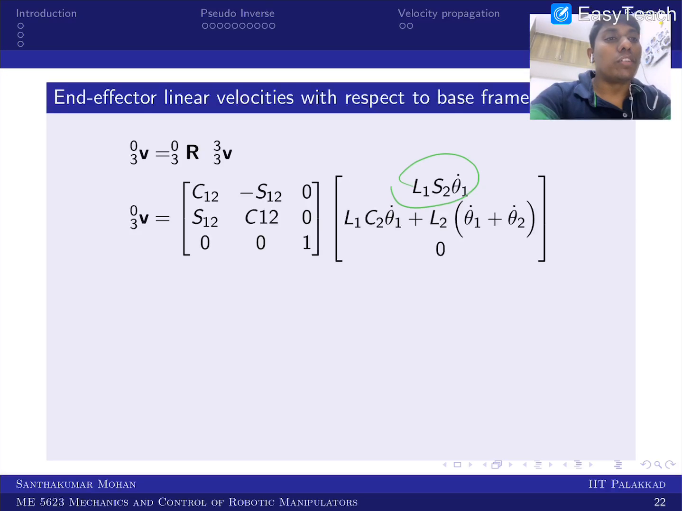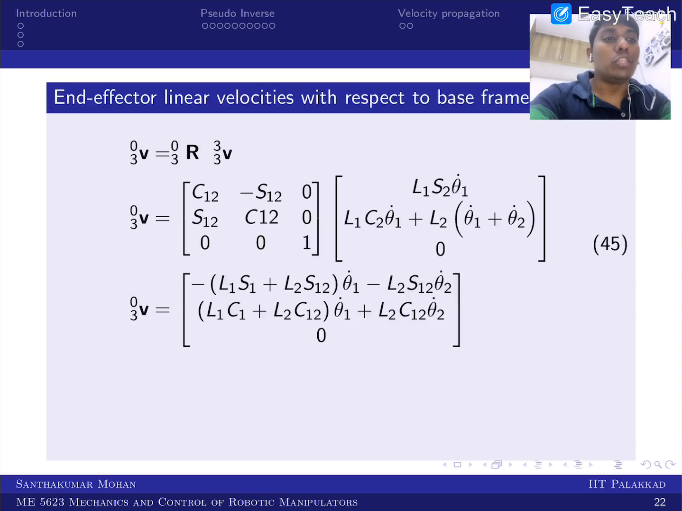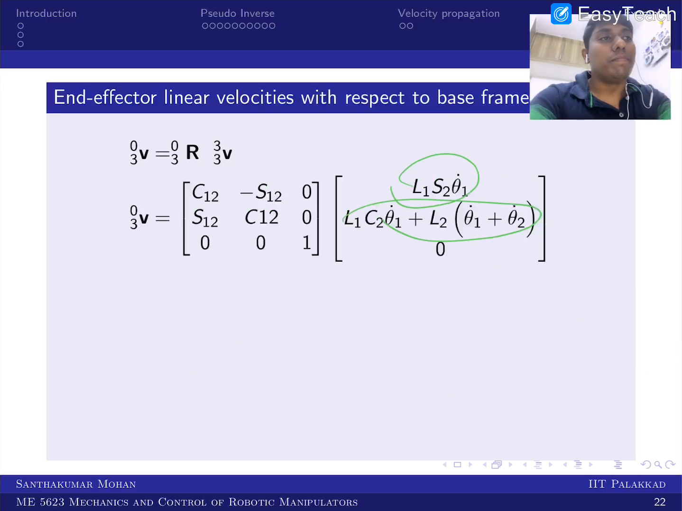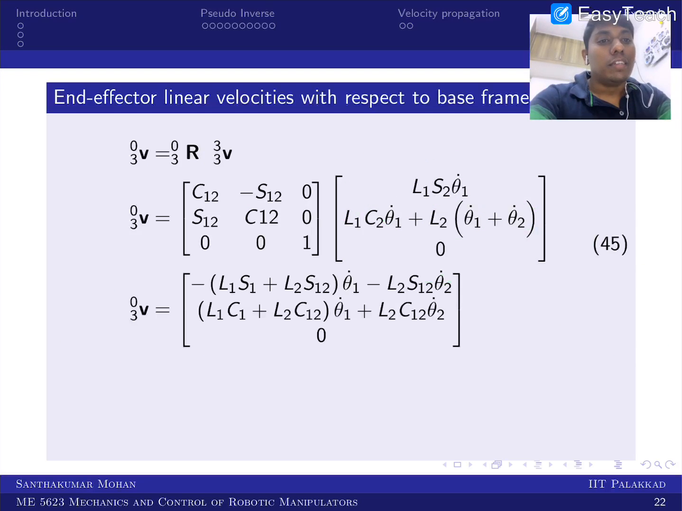You know this velocity we have already obtained from the previous, and then you are taking the overall rotation matrix, and then you are going to get it. So you can see that this is the thing which you got earlier, the time derivative, right? You can see this is what we got. So minus L1 S1 theta 1 dot and minus L2 S12 theta 1 dot minus L2 S12 theta 2 dot. The same thing happened here.